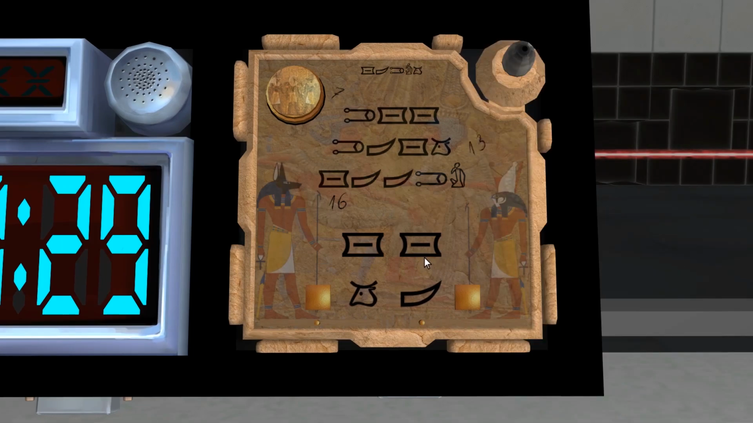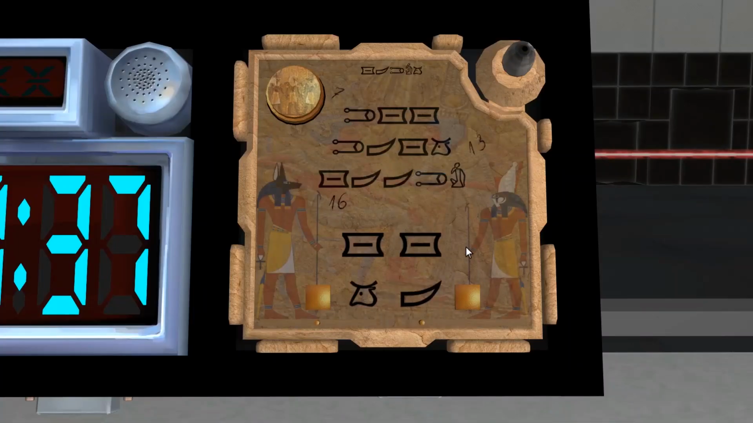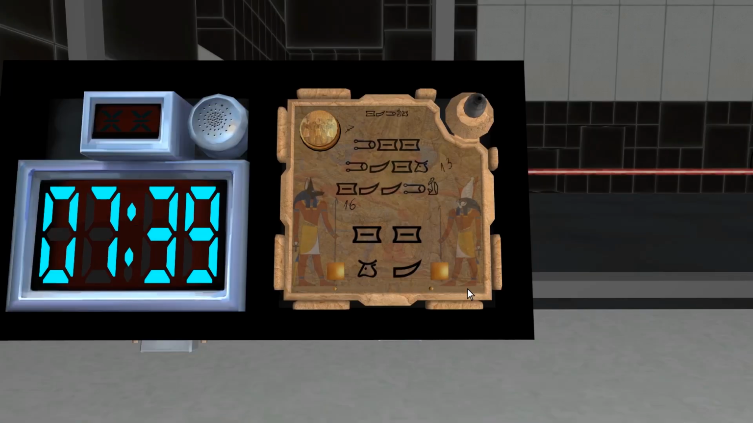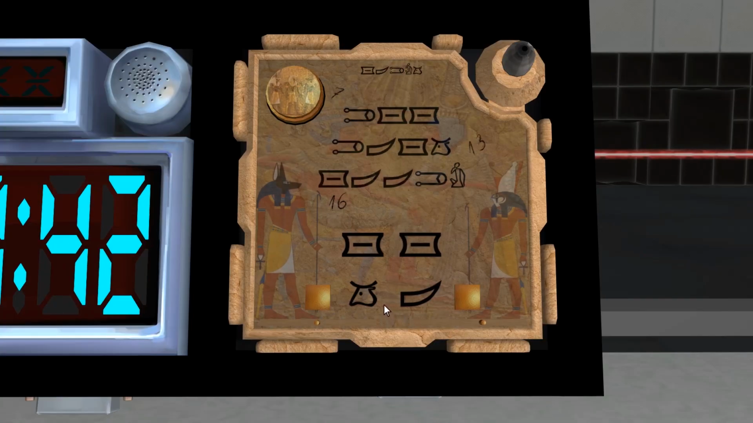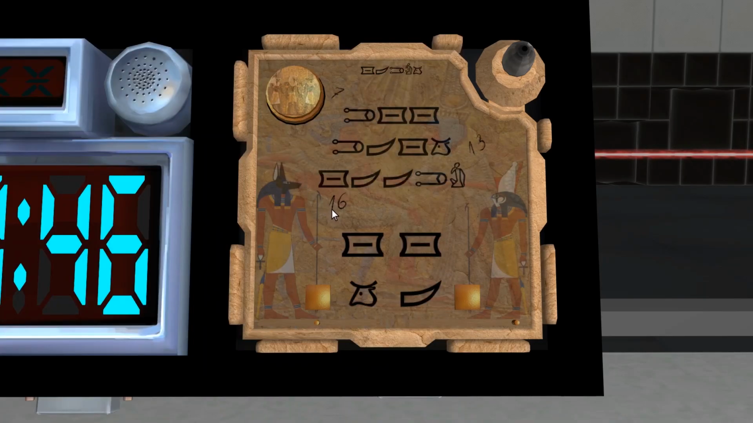Okay, for Horus' side, we have scales and horn. So scales and horn, that's 3 and 5. So we put Horus' right. And we're not done yet.